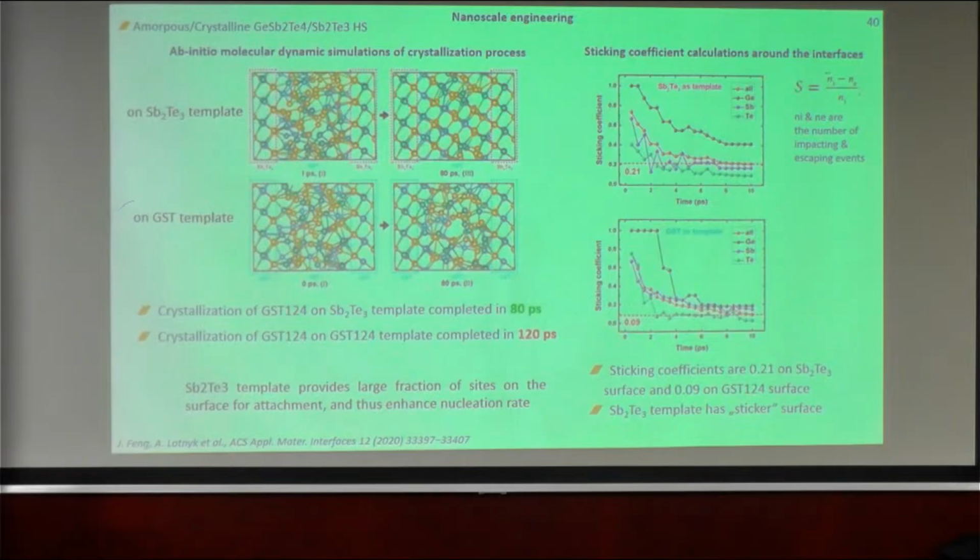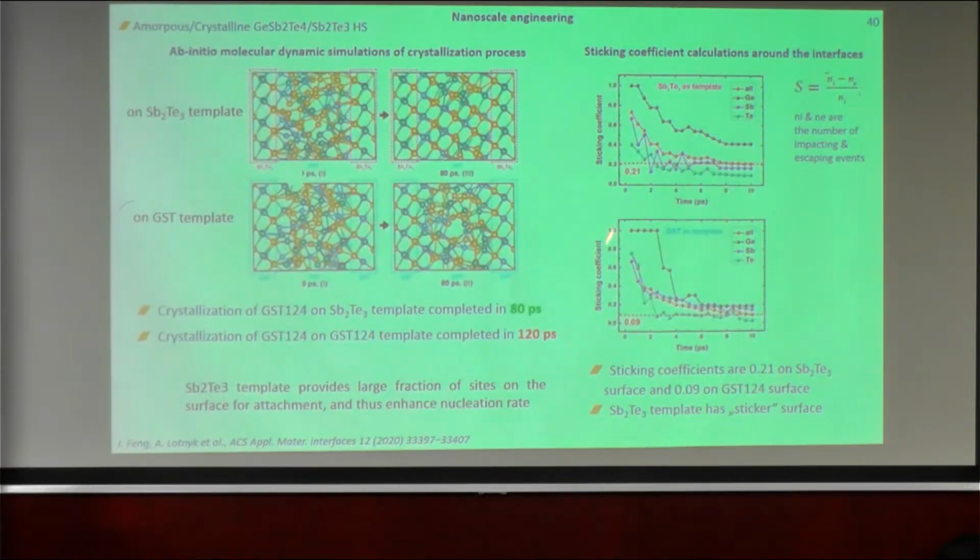And now, if you look at the sticking coefficient, it's defined by this equation: Ni minus Ne divided by Ni. Ni is the number of impacting atoms, and Ne is the number of escaping atoms. If we calculate the sticking coefficient extracted from this IMD, we can see that antimony telluride can effectively attract the GST to the surface. So the sticking coefficient in this case is like 0.1.